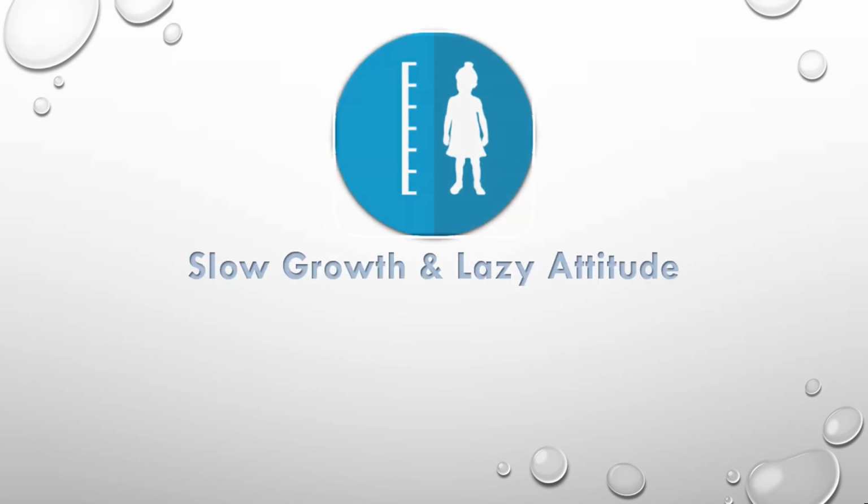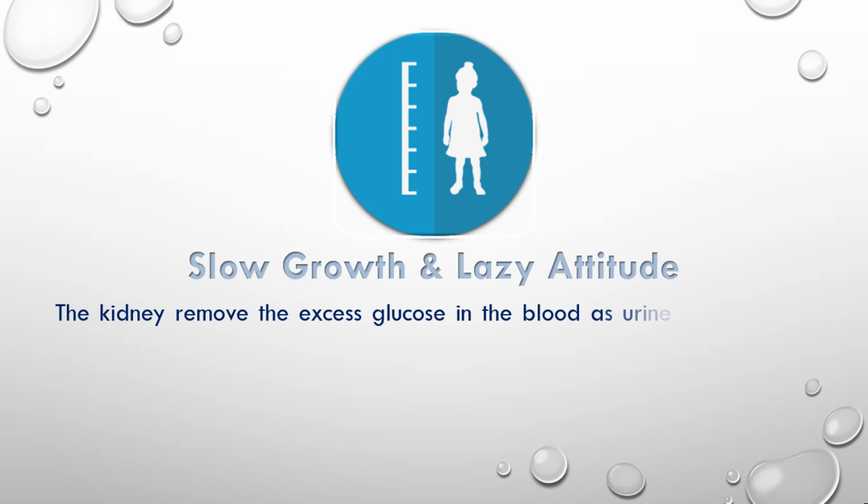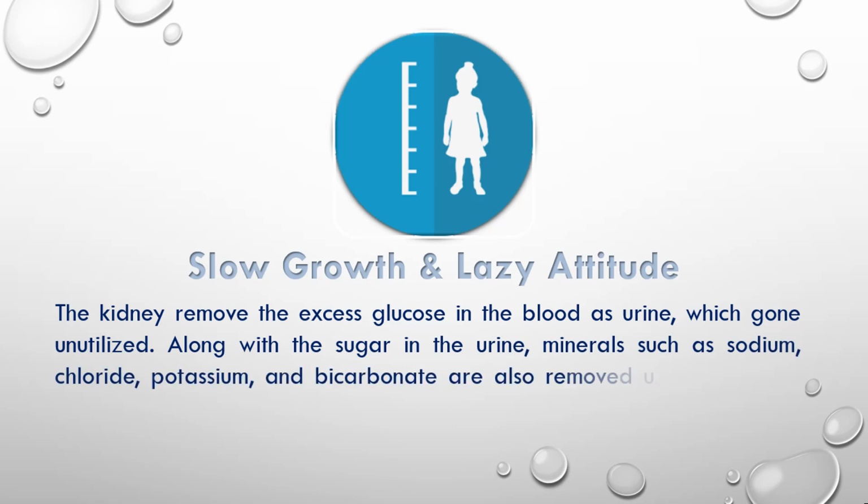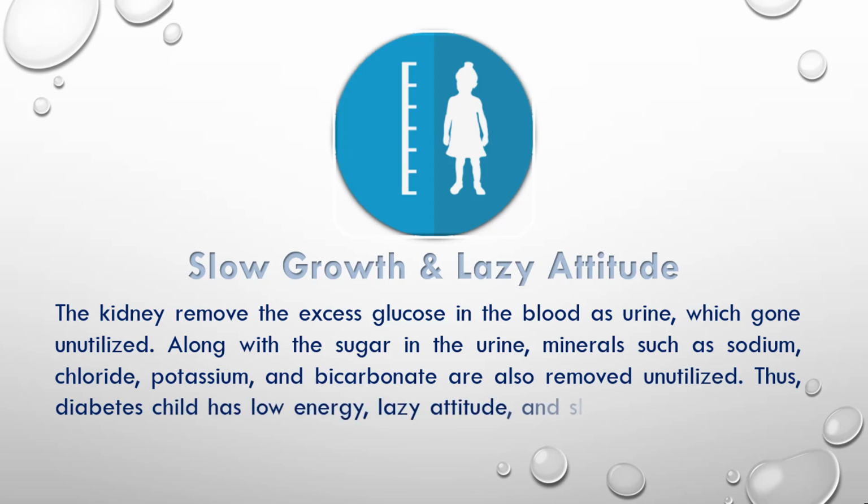4. Slow growth and lazy attitude. The kidney removes the excess glucose in the blood as urine, which goes unutilized. Along with the sugar in the urine, minerals such as sodium, chloride, potassium and bicarbonate are also removed unutilized. Thus, a diabetic child has low energy, lazy attitude and slow growth compared to a healthy child.